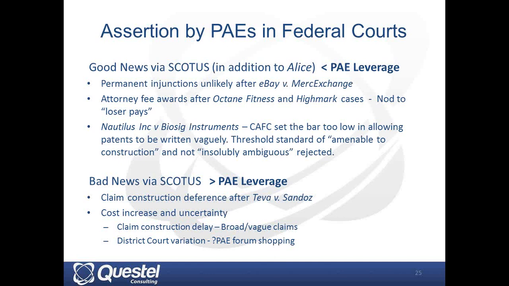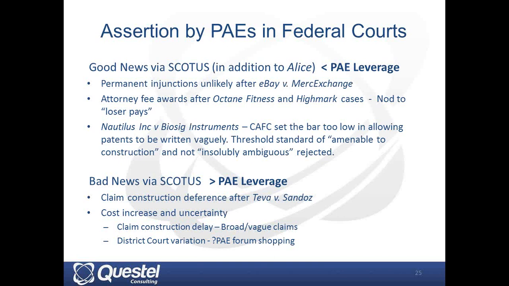The bad news is the Teva versus Sandoz decision, to my mind, with claim construction deference being given to the district court, not subject to de novo review by the CAFC. That will, in all likelihood, increase cost and uncertainty. Claim construction will be delayed. Broad-based claims will be discussed, debated, and construed over a longer period of time, with much more emphasis going into that part of the court process.